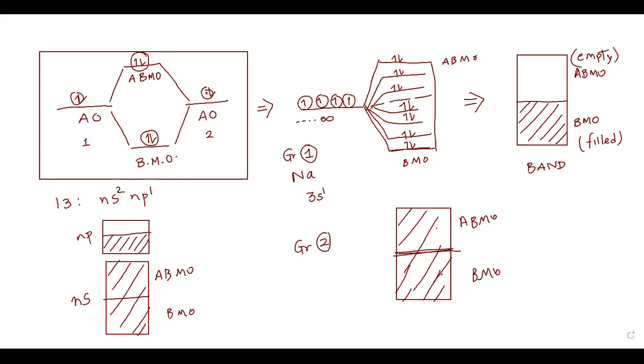Everyone understood this? What is the meaning of this part? So that will be only the BMO, the lower one of that. So its BMO is filled, and its ABMO is again empty.